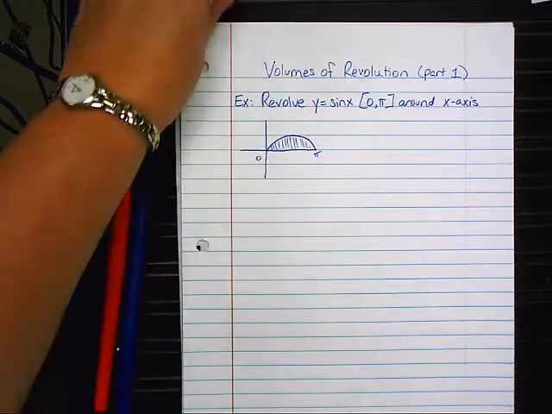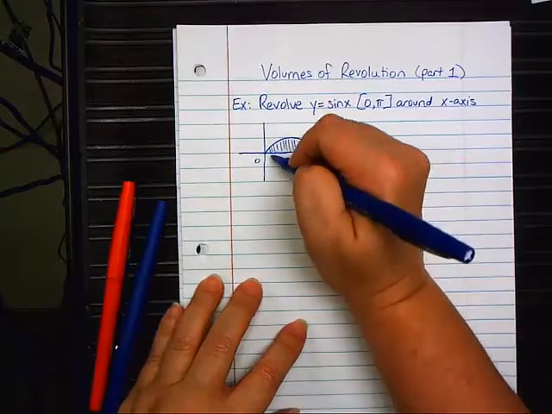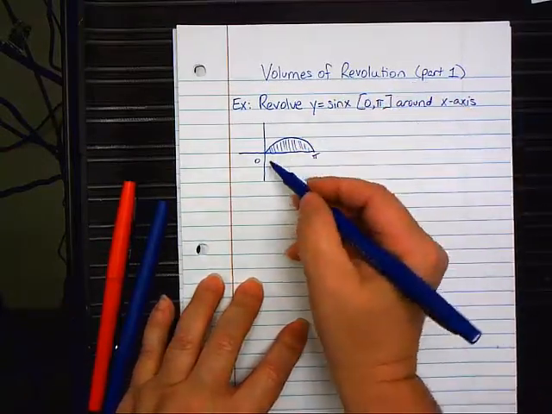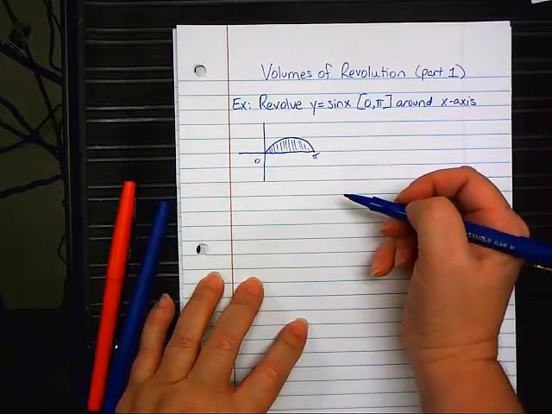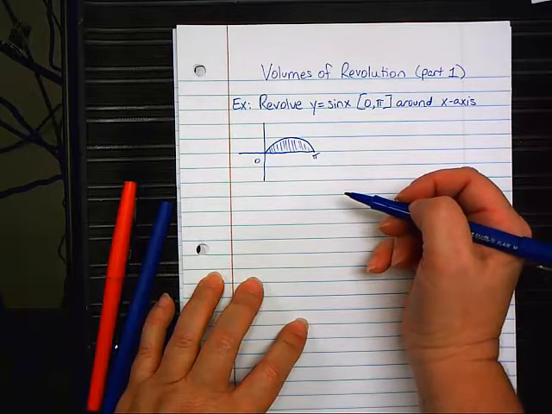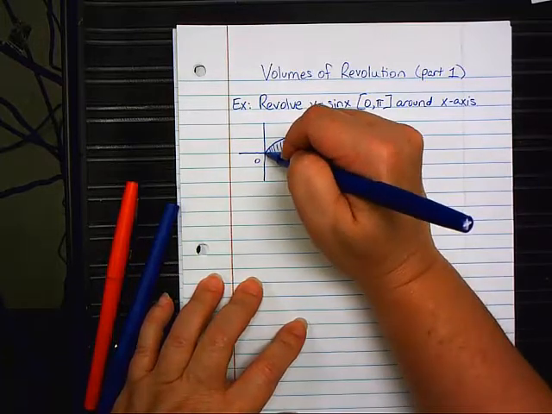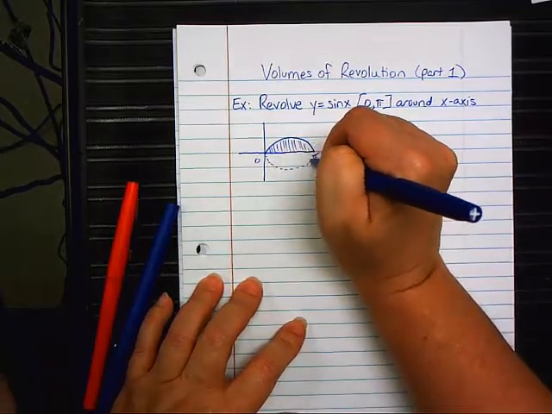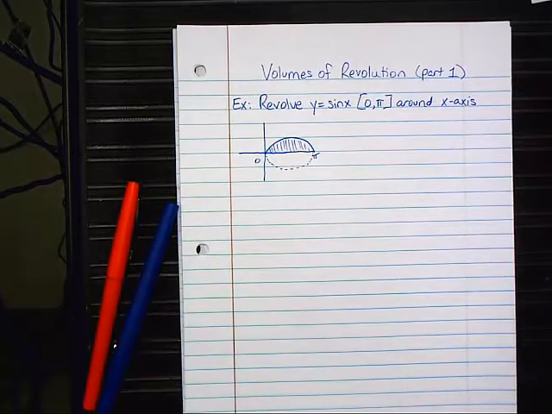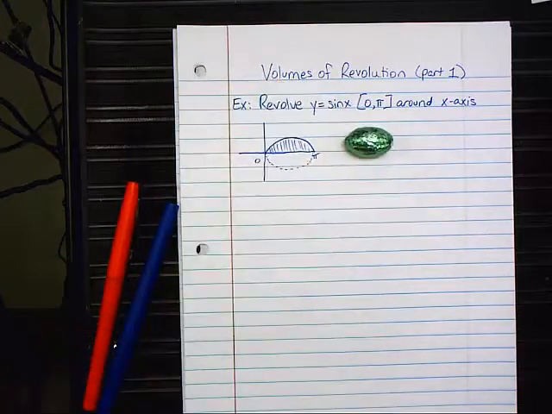All right, so what I need you to draw is every time you do this, whatever axis you're revolving around, I need you to draw the mirror image of it with a dotted line on the other side of the axis. So it's basically now like you're looking at a cross section. So that is a cross section of that egg. You agree with me? Okay.